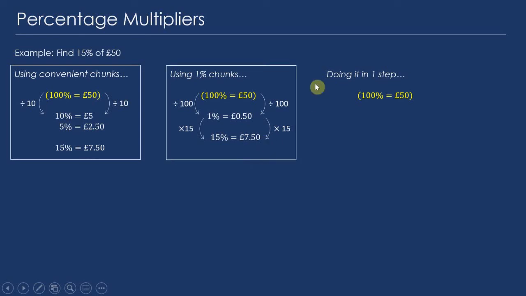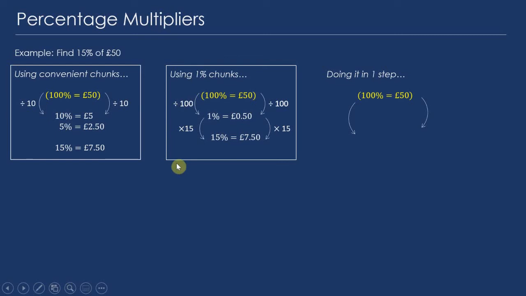Now, the more we do this, the better we're going to get at doing this in one step, and this is really the key behind using multipliers. So what we've just done there is divided by 100 and times by 15. Could we merge those into one step?